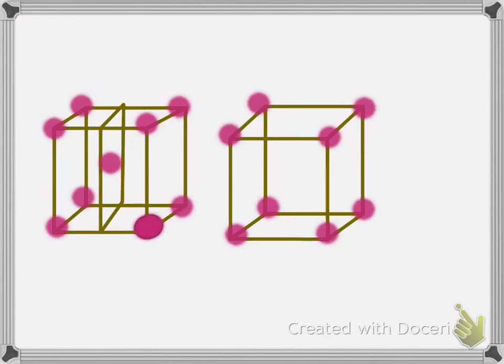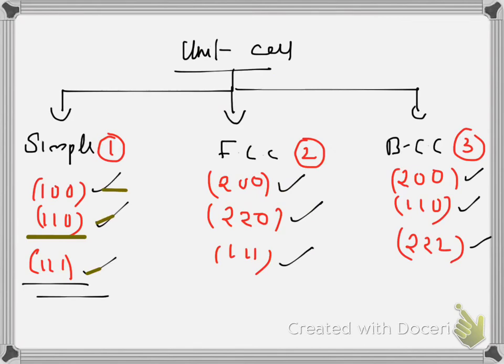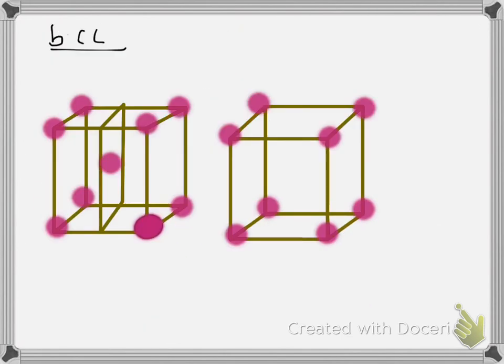Now consider the body centered cubic system, BCC. In BCC you have the 2 0 0, 1 1 0 and 2 2 2 planes. How to draw them? BCC means particles are present at 8 corners as well as at the body center. You consider a plane, this plane, which carries the particle at the body center. Now from the origin, it is at a distance of a by 2, parallel to the y and z axes, so it will become 2 0 0.